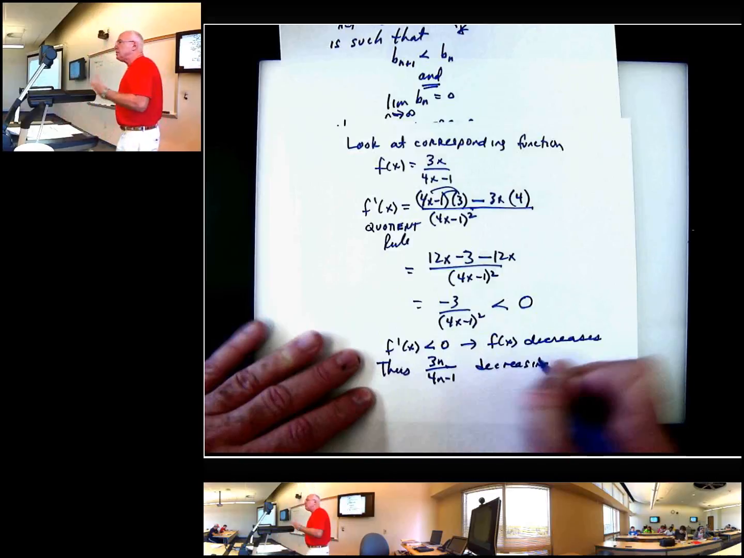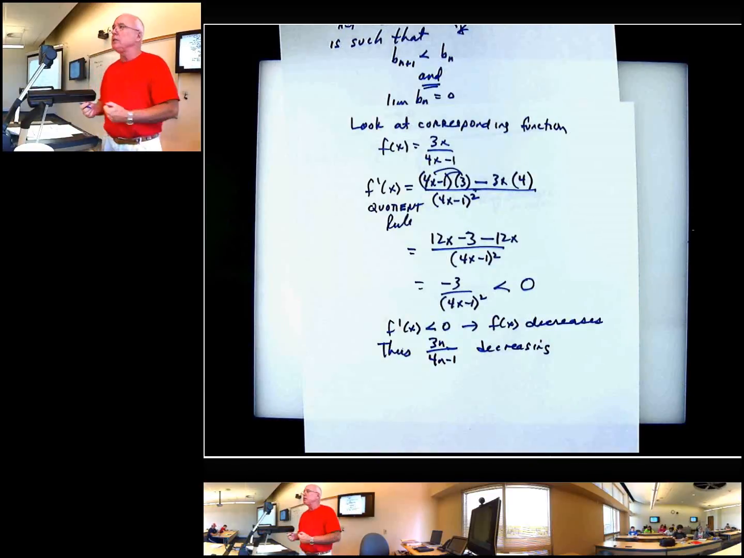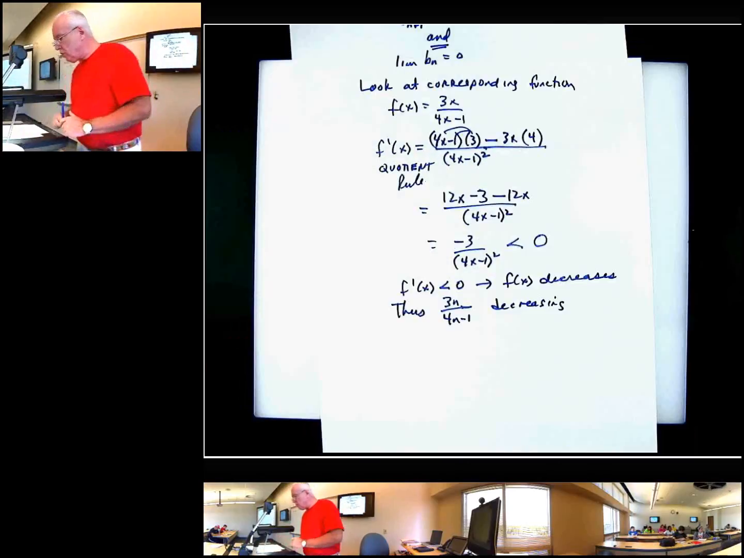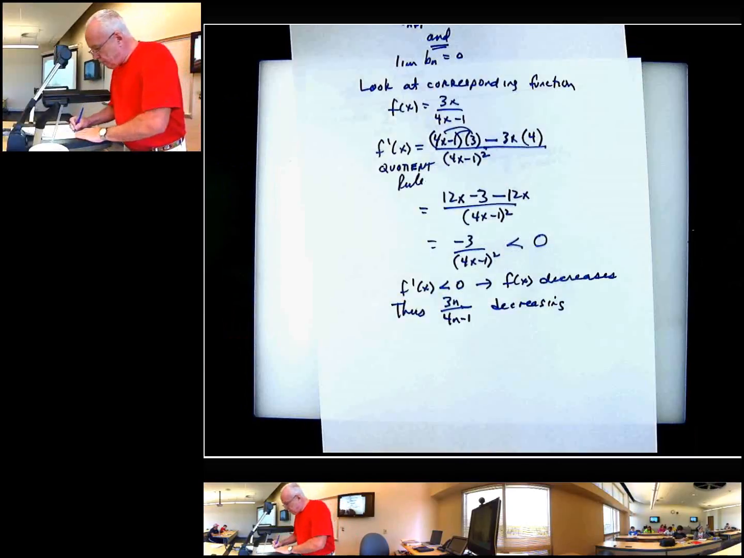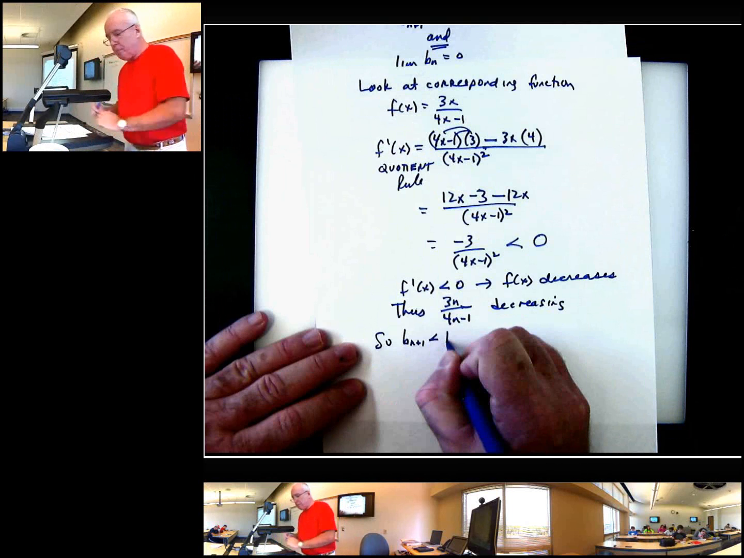So rather than just eyeballing it, doing a couple of terms and saying, yeah, it decreases, this is a more formal way to actually prove that it really does decrease for everything. Okay, so we've met that condition, b sub n plus 1 is less than the preceding term.